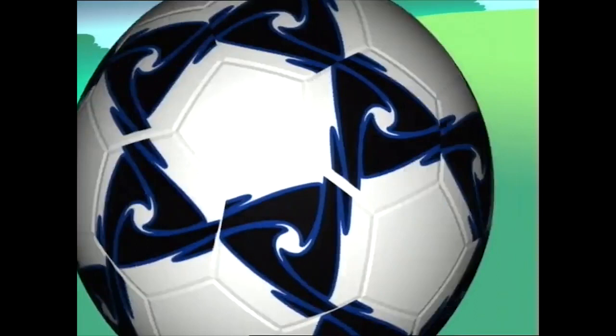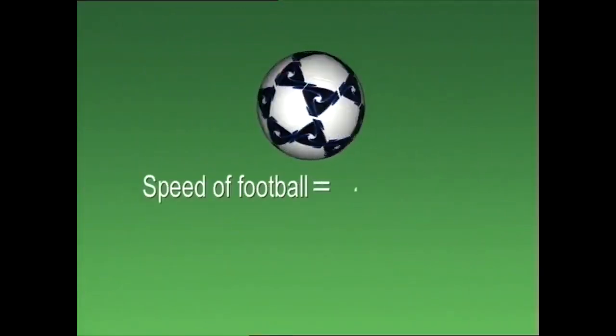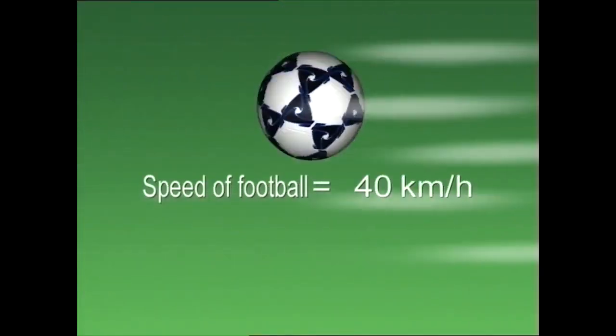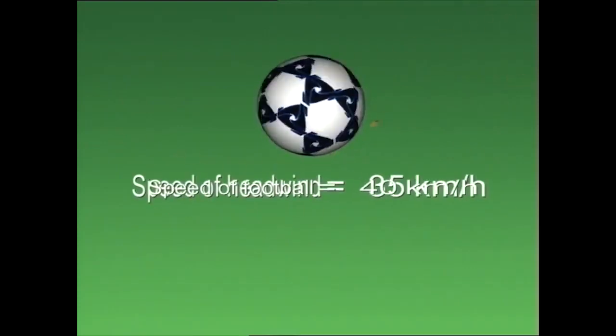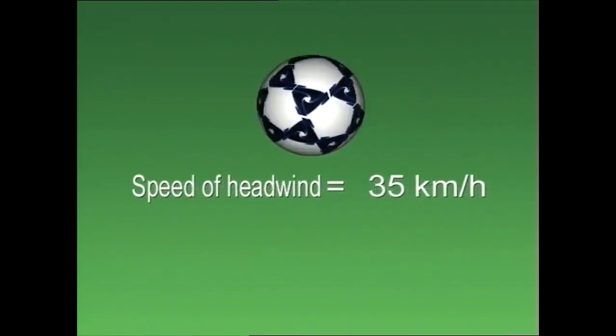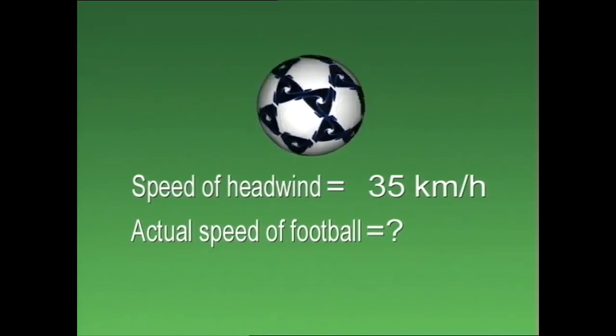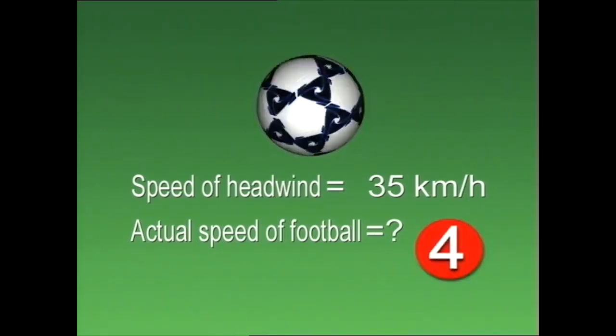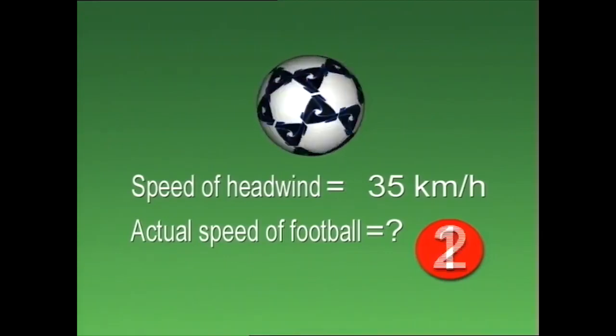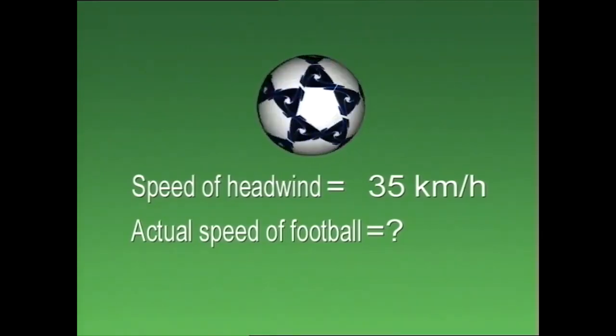Assuming that when Ben kicks the ball, it travels at a speed of 40 kilometers per hour. At the same time, the wind is blowing in the opposite direction at a speed of 35 kilometers per hour. What is the actual speed of the ball? Have you got the answer yet?